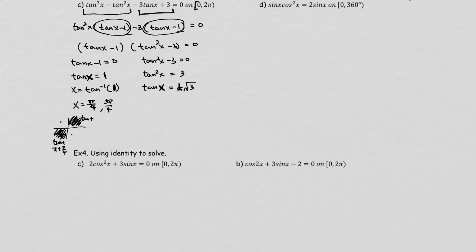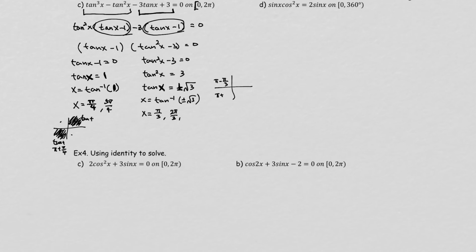And which angle gives you tangent value plus or minus square root of 3? That's going to be 60 degrees, which is pi over 3. So pi over 3 in the second quadrant will be pi minus pi over 3. That gives you 3 minus 1, so it will be 2 pi over 3.